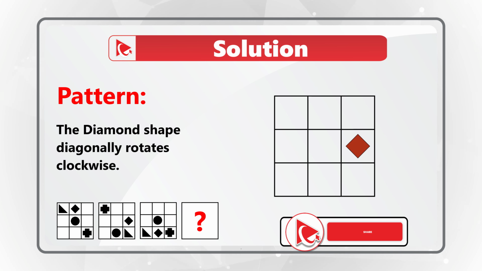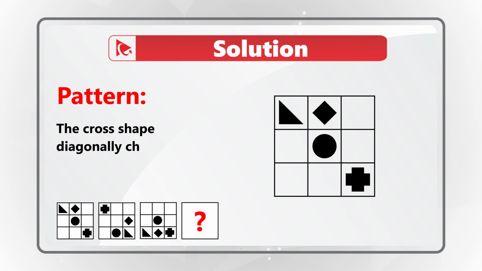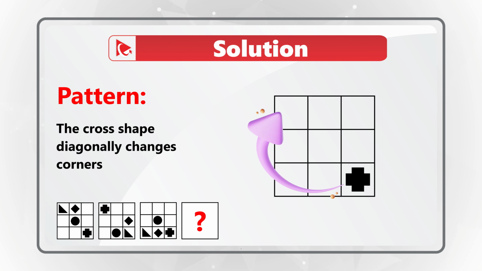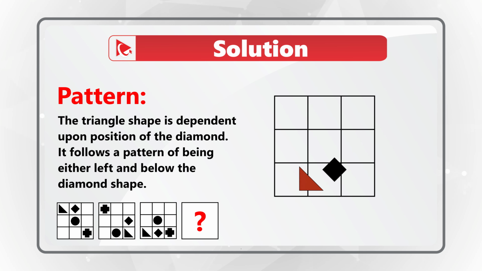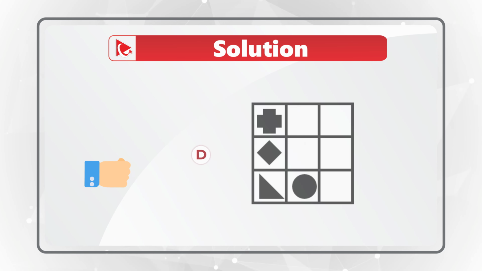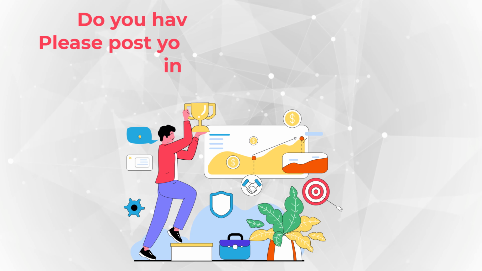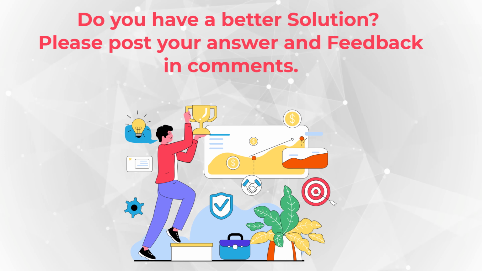Alternatively, in pattern 2, the circle shape is changing its position from being in the center of the square to the new position in the bottom middle column. As part of pattern 3, the cross shape diagonally changes corners. And the most interesting is pattern 4. In this pattern, the triangle shape is dependent upon the position of the diamond. The triangle follows the diamond and is in the pattern of being either to the left or below the diamond shape. This is why the correct choice here is choice D. Hopefully you've nailed this question and now know how to answer similar problems on the test.